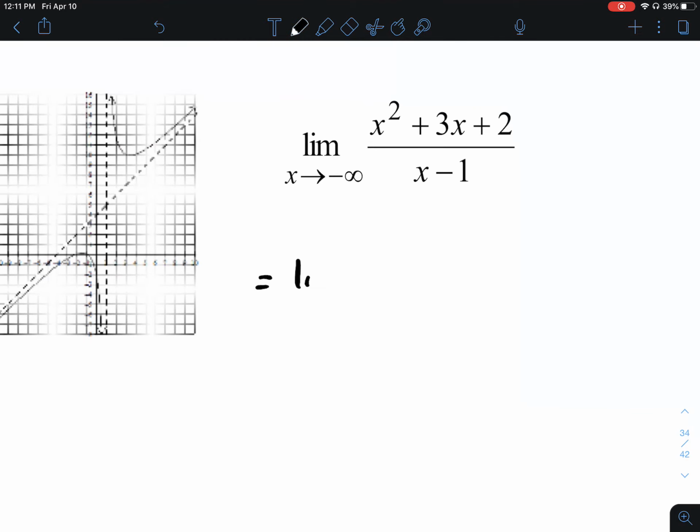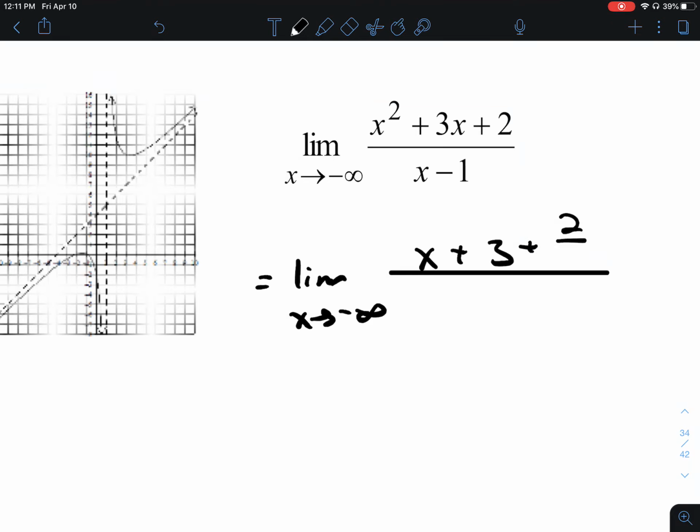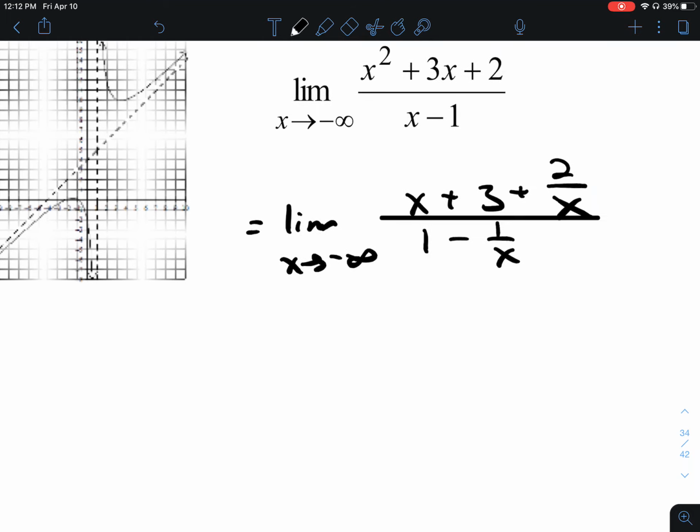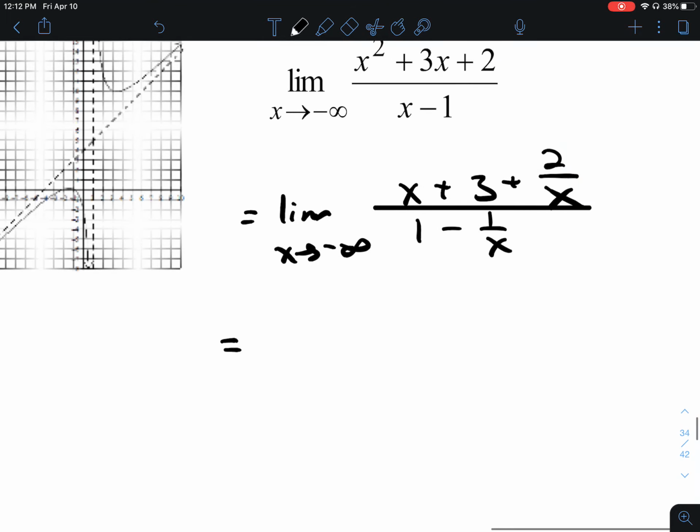So from the left, let's divide each term by x, because that's the biggest degree in the denominator. X squared divided by x is x. 3x divided by x is 3. 2 divided by x is 2 over x. X over x is 1, and then 1 divided by x is 1 over x.